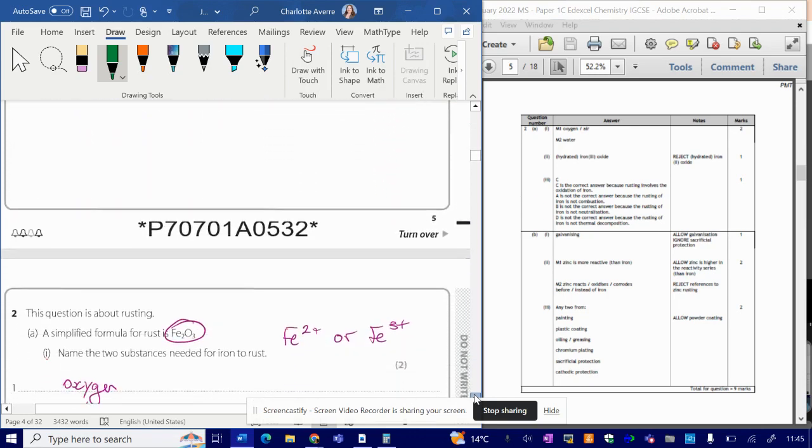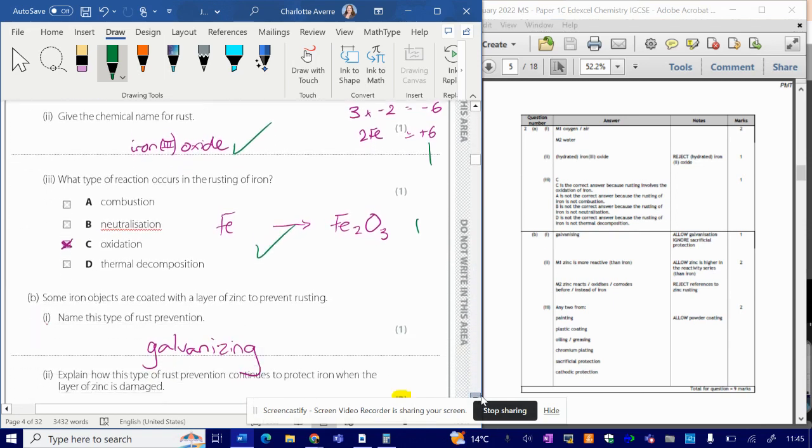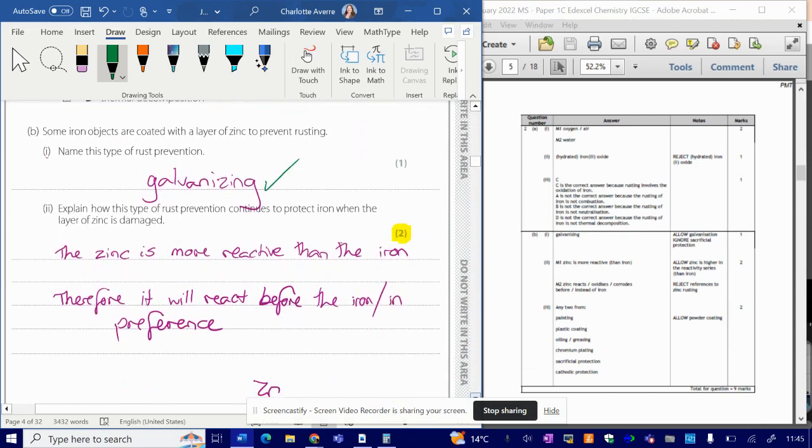Question number 2, substances that are needed for iron to rust, oxygen and water. They've accepted air and water. And then the chemical name for rust, hydrated iron 3 oxide. So it did want the 3 there, so that was good that we went through and we worked that out. It is oxidation, which is C, that's fine. The procedure is called galvanizing, and then zinc is more reactive than iron, so the zinc reacts instead of iron. It will react before the iron, that's fine, so 2 marks there.